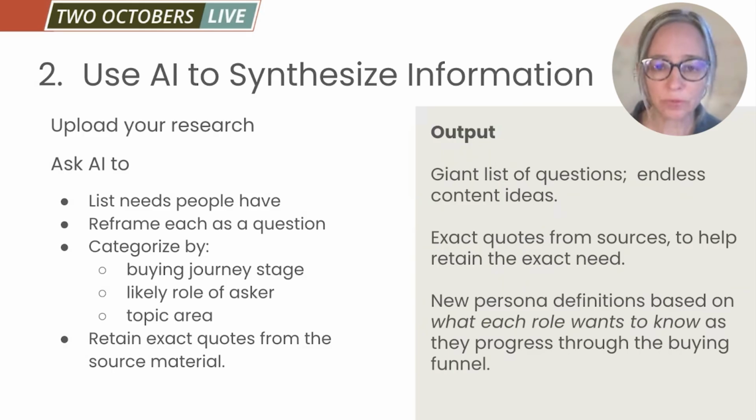We took research from all of those different places. We got transcripts from different things, and we uploaded that into AI in several different phases. And what we did is we asked AI to structure and organize the information in the following ways. First, in the information we've given you, can you give me a list of the needs that people have? What are they describing as their needs?